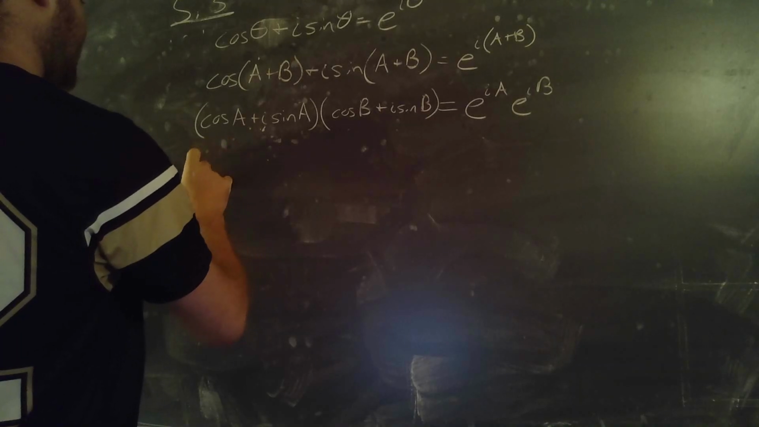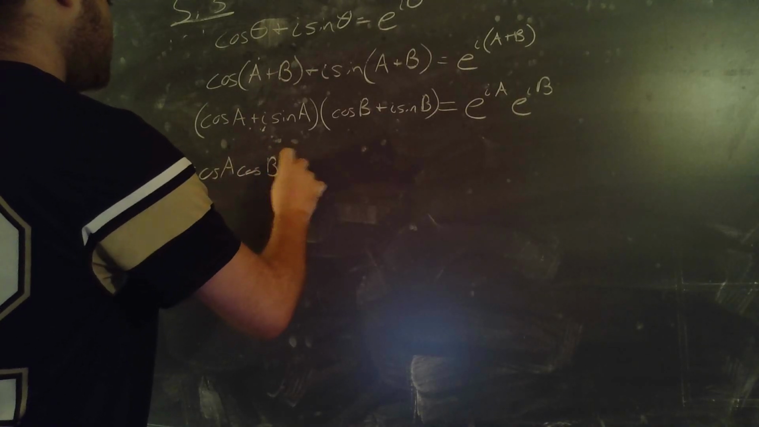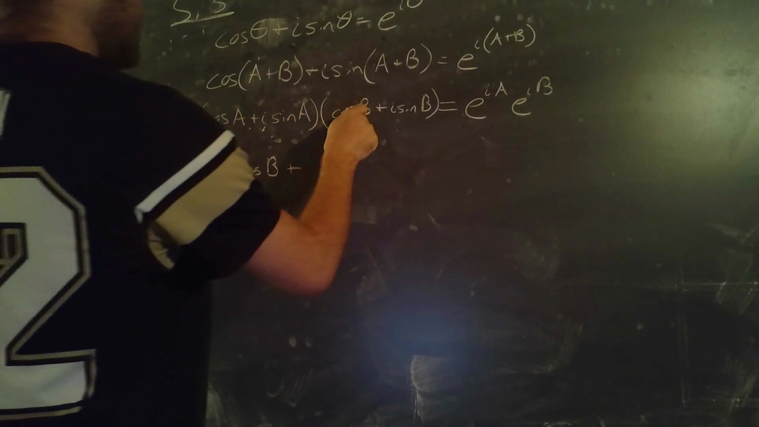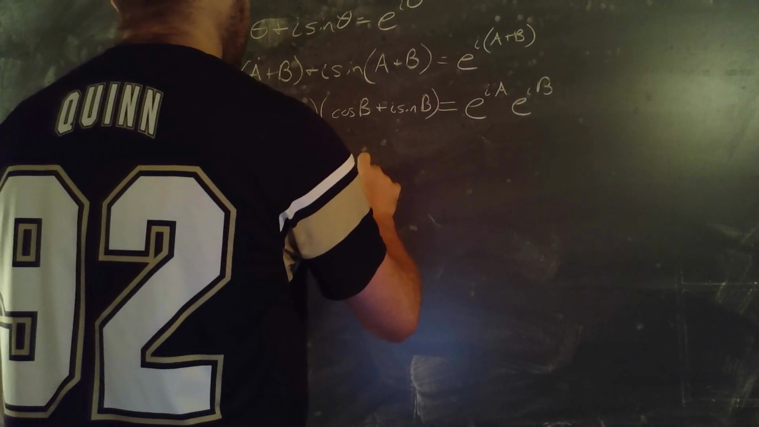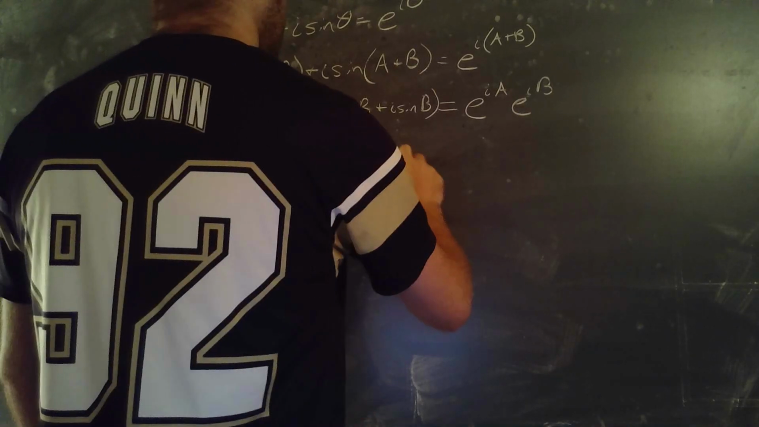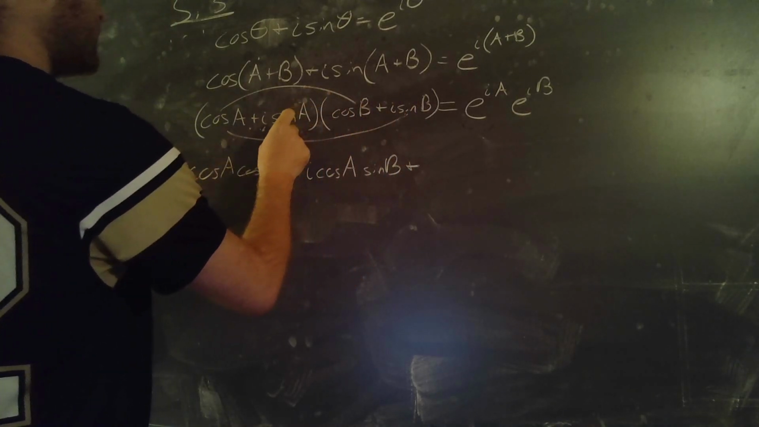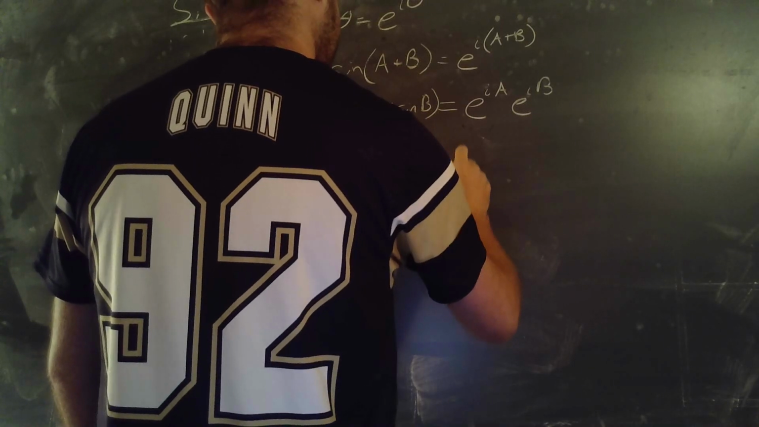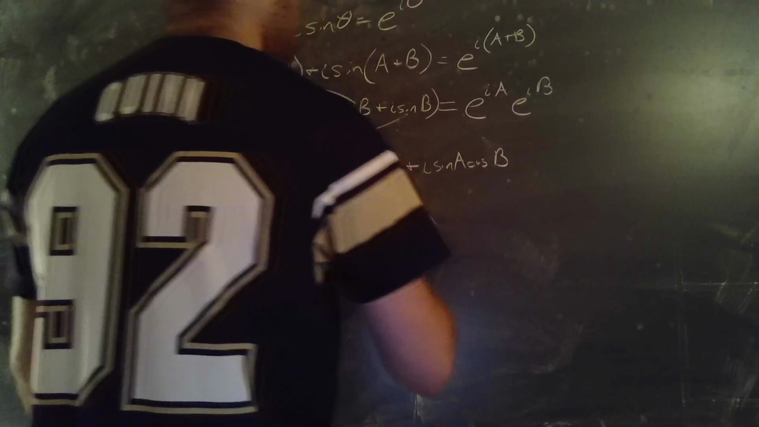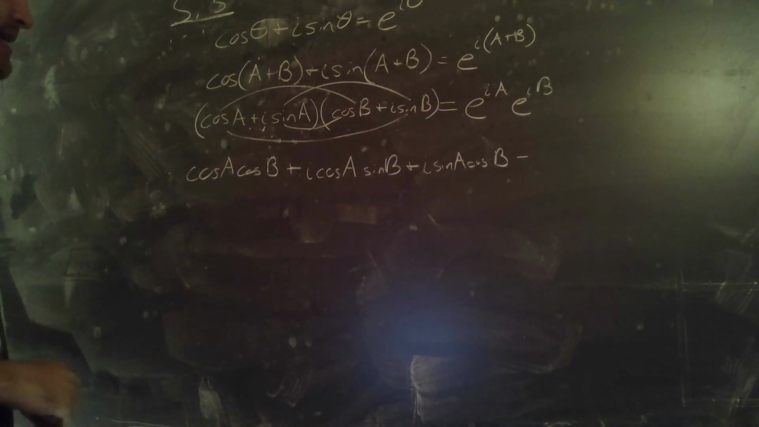Next, we can notice that these are two binomials multiplied together. So multiplying cosine A and cosine B, I'll get cosine A cosine B, plus then I'll have cosine A times i sine of B. So that is i cosine A sine B plus, and I've done this one so far. So then we want to multiply i sine of A times cosine of B. So we will have i sine of A cosine of B. And then we'll multiply the last one, which is going to be minus, because we have two i's there, i squared is -1, sine of A sine of B.